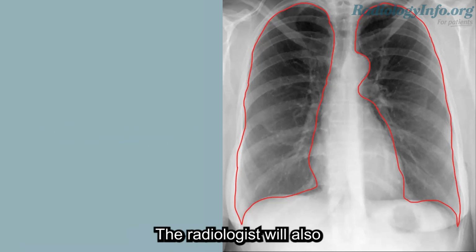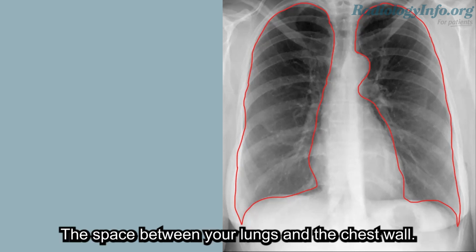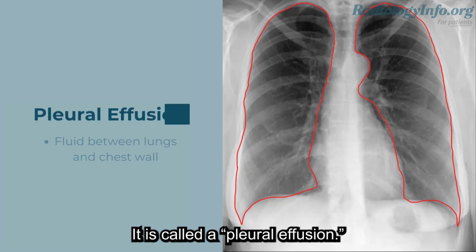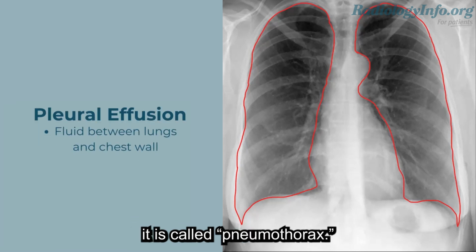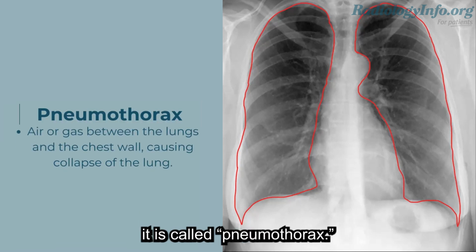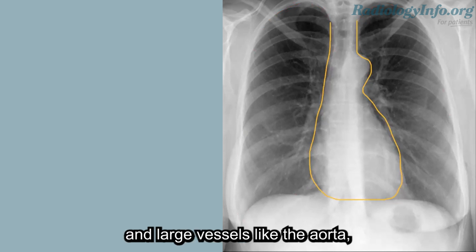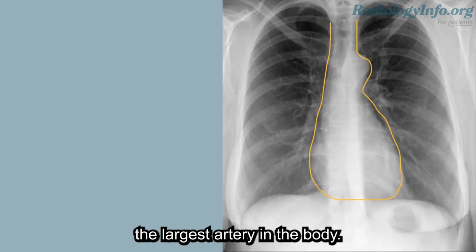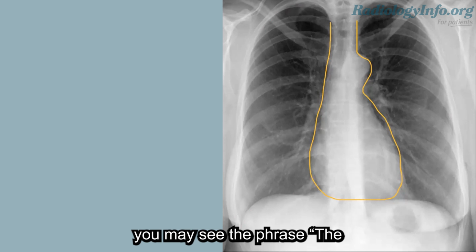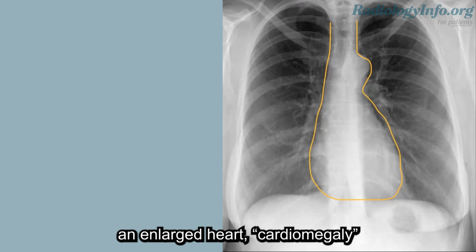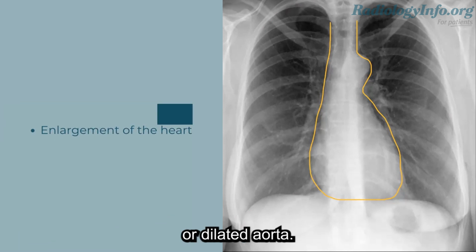The radiologist will also look at the pleural space, the space between your lungs and the chest wall. If there is fluid in that space, it is called a pleural effusion. If there is air in that space, it is called pneumothorax. The radiologist will check the contours of the mediastinum, outlined here in yellow, which includes your heart and large vessels like the aorta, the largest artery in the body. If it is normal, you may see the phrase, the cardiomediastinal silhouette is normal. Conversely, you may notice an enlarged heart, cardiomegaly, or dilated aorta.